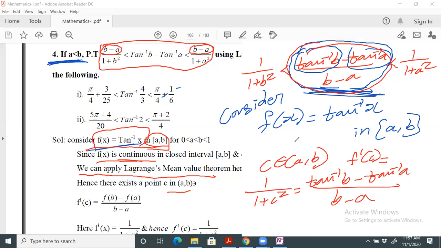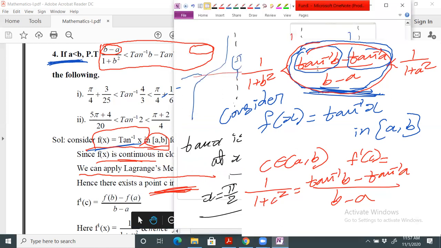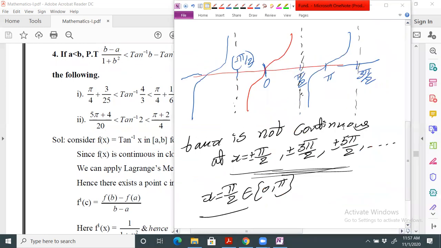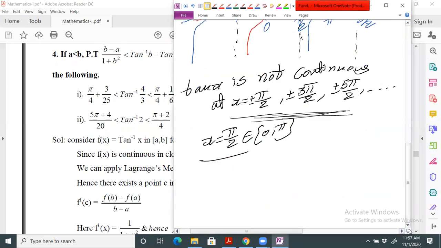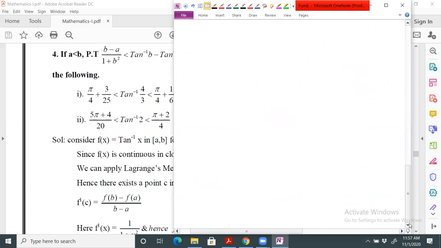Now, using our theorem statement, there exists at least one point c belonging to the open interval a comma b, as we said. I'm now going to use that c belongs to the open interval a comma b here. So c belongs to the open interval a comma b.